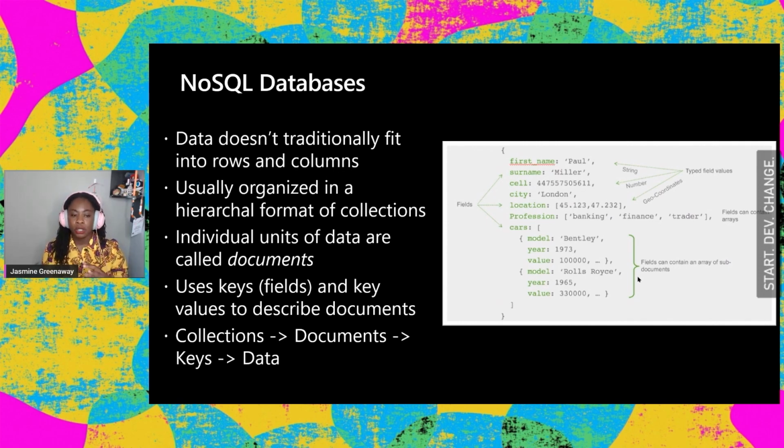A collection will hold a set of documents, and those documents will have keys that describe what kind of data should be in that key, and that points to that type of data. On the right here, that first key, first name, is holding the value Paul, and then we can also add some additional information.